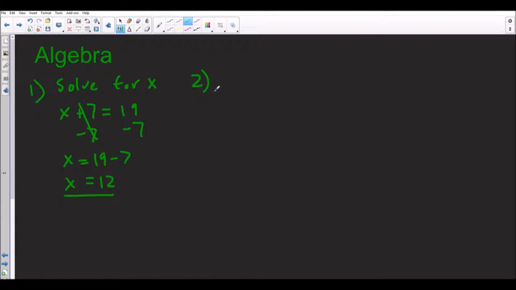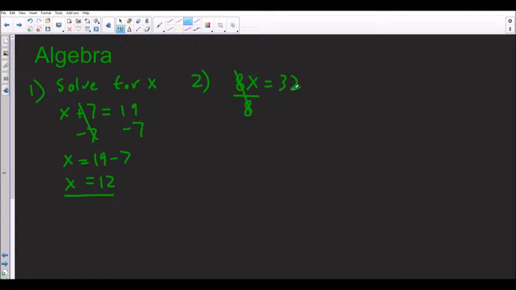Now our second example is a little bit different. I'm going to say 8x is equal to 32. So to get x by itself here, we're going to need to get rid of this 8. And 8 is multiplied by x. So what we're going to do is divide by 8. And because 8 divided by 8 is 1, we can just cross those out.